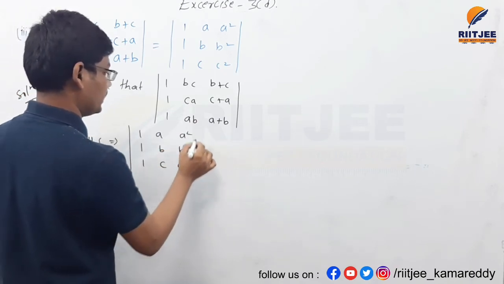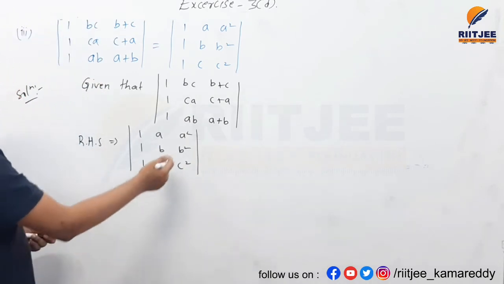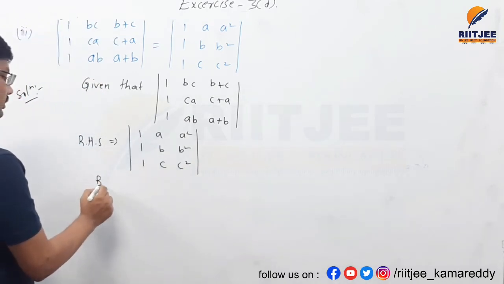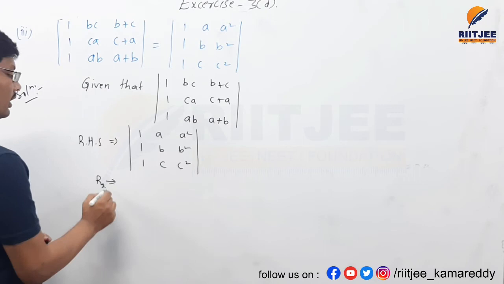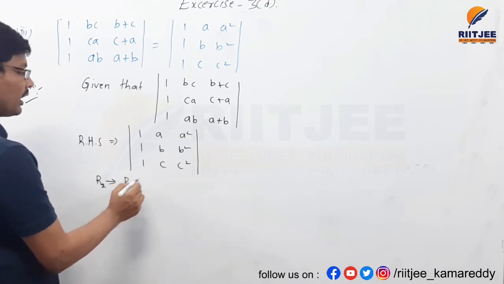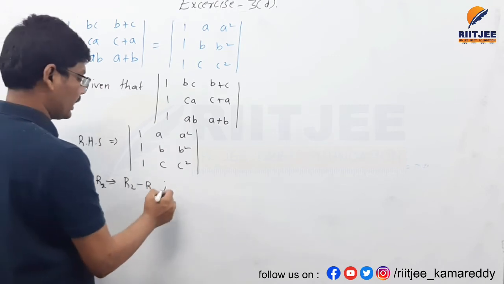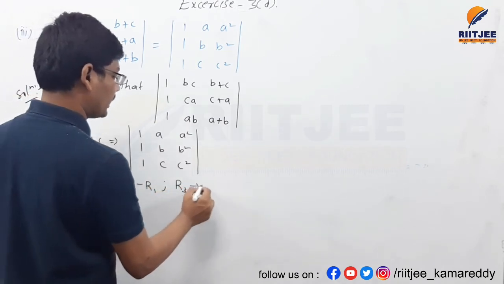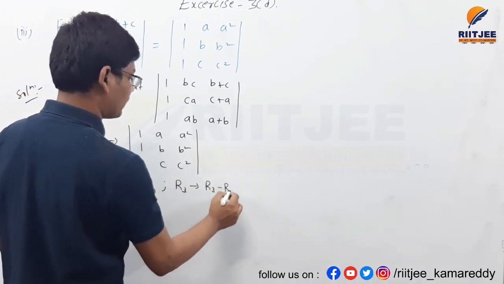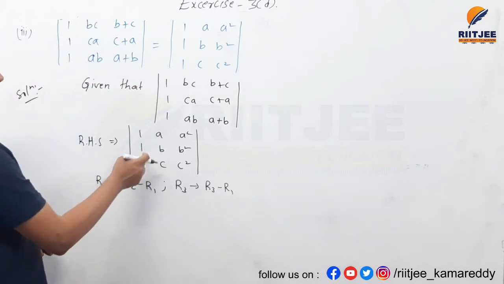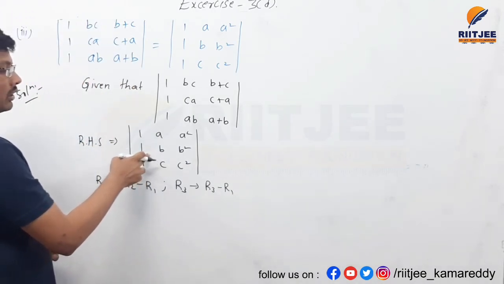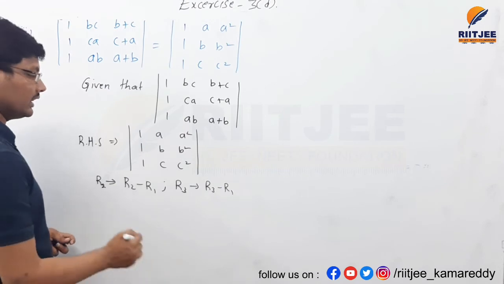Now I am taking RHS: 1 A square, 1 B square, 1 C square. Here I am changing R2 with respect to R1: R2 minus R1, I am changing row 2 as well as row 3. R3 is changed to R3 minus R1. So why? Because if these two terms become 0, then we can find the determinant very easily.